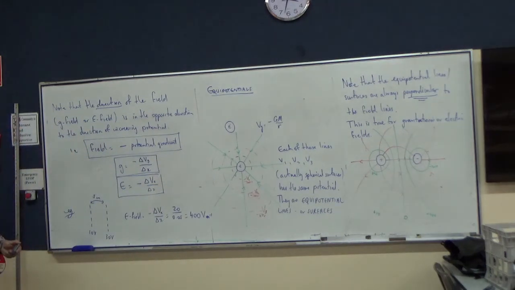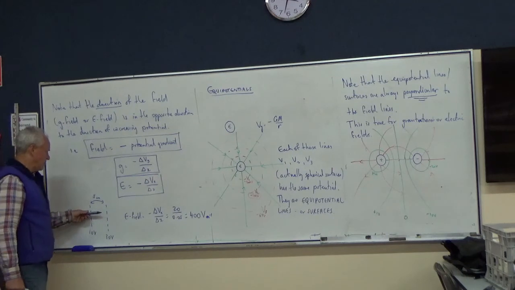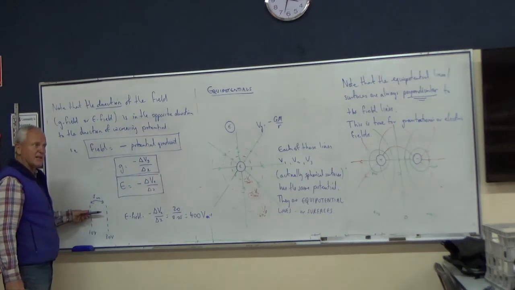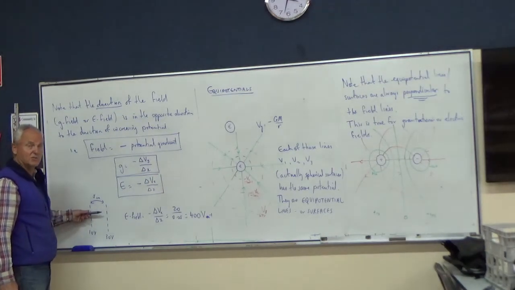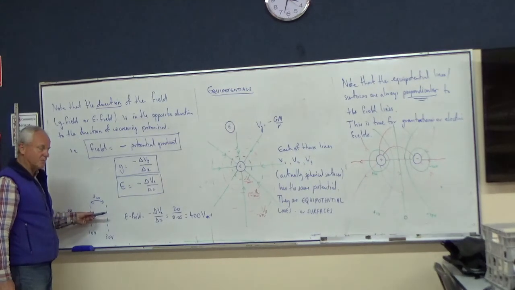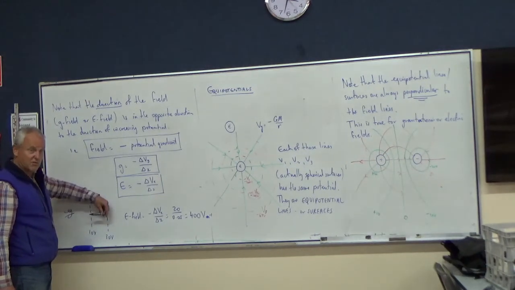The direction of the electric field: we're increasing potential in that direction, voltage or potential. That's the direction of increasing potential, so that's the direction of the electric field.